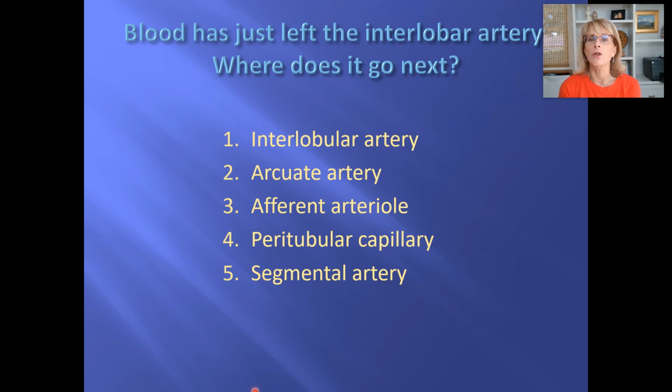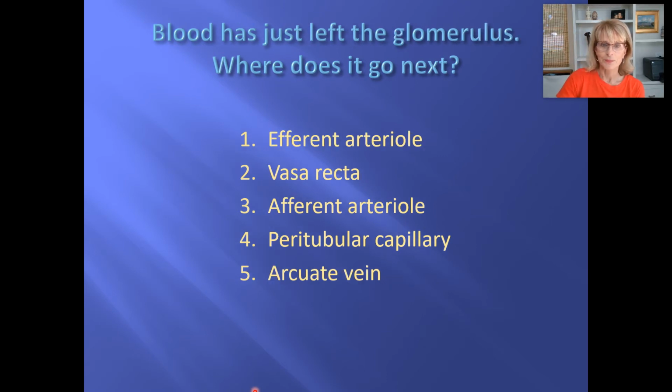Blood just left the interlobar artery. Where did it go next? It went into the arcuate artery. If I say blood is in the interlobar artery, where did it come from? Well, it came from the renal artery. Blood just left the glomerulus. Where did it go next? Into the efferent arteriole. Where did it just come from? The afferent arteriole, right? So make sure you can answer these kinds of questions.